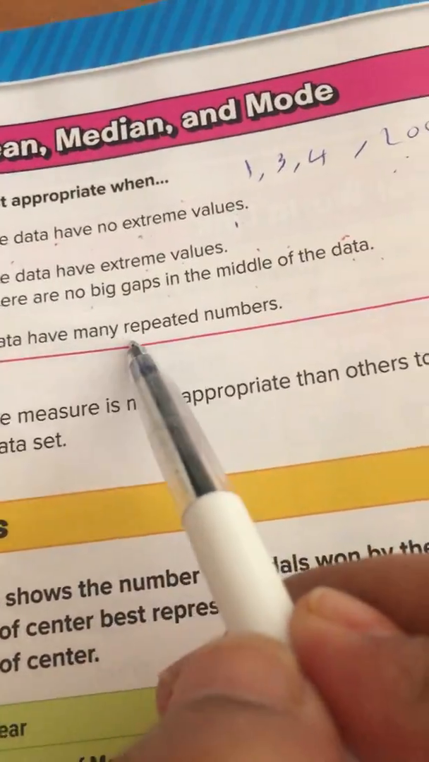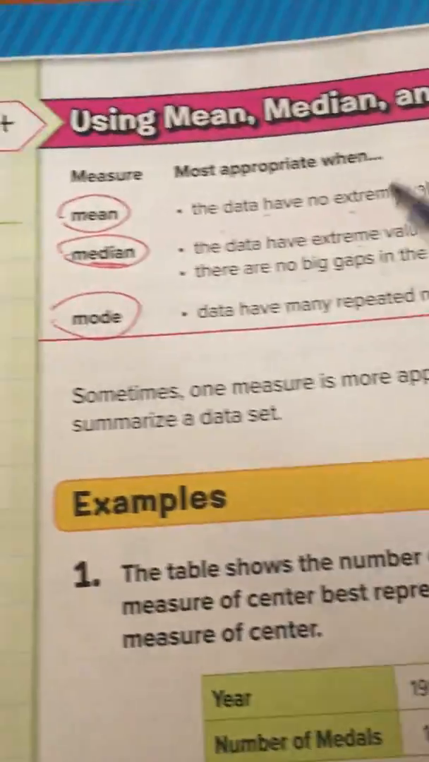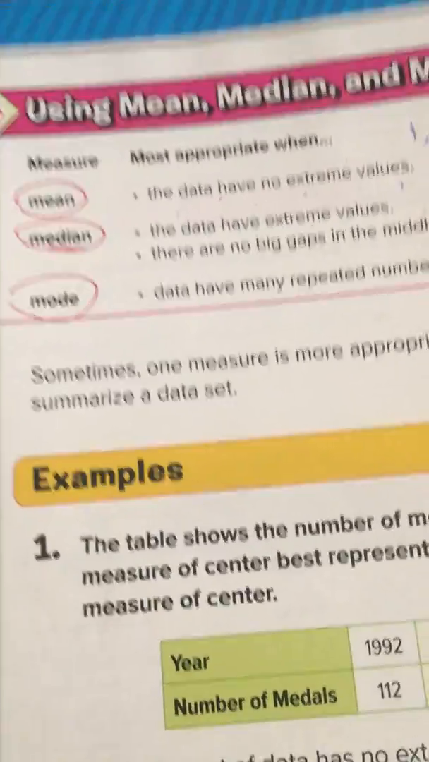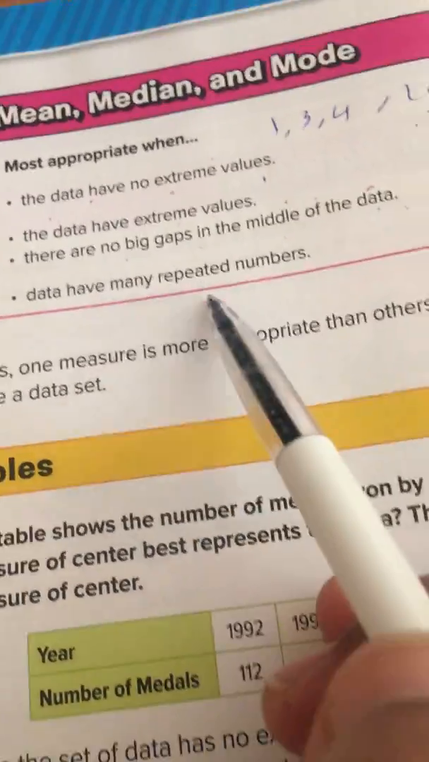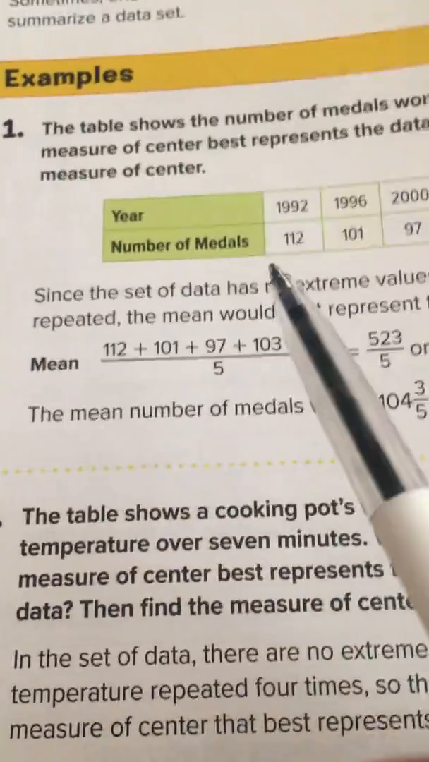Mode: the data have many repeated numbers. If I found 19, 19, 19, 3 times, 4 times, the mode is the best because the data have many repeated numbers.